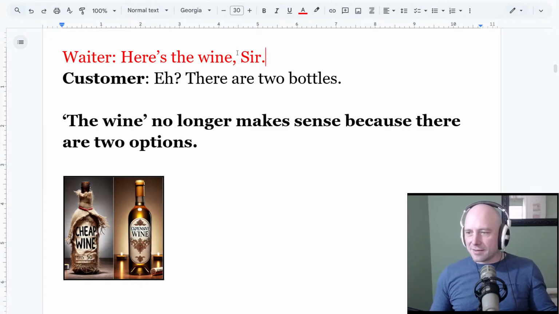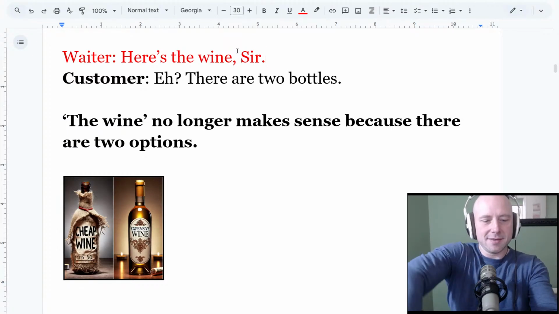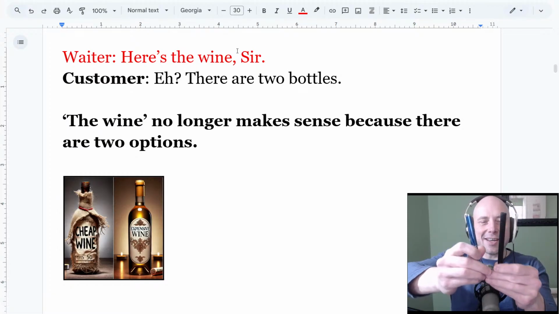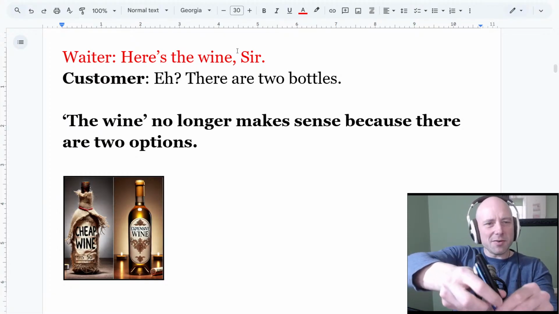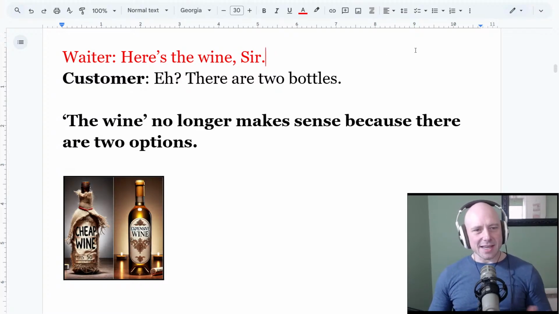The wine. Here's the pen, and someone hands you two pens. Hey everyone, here's the pen. Right? And you think, what? What's going on? So this seems to make less sense now because there are two options.